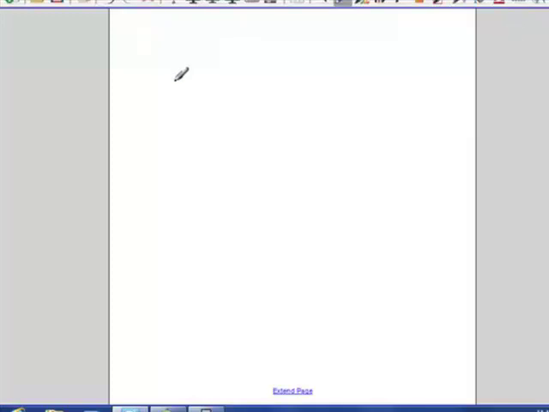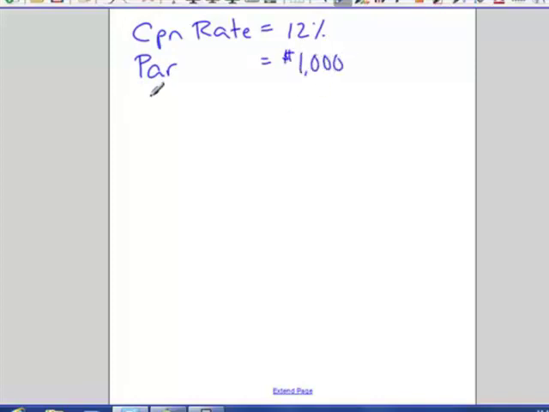So now let's value a bond with semi-annual coupons, and let's assume a coupon rate that's equal to 12%. Par value of $1,000. Our term to maturity, let's say, is 7 years. And our annual discount rate is 10%.